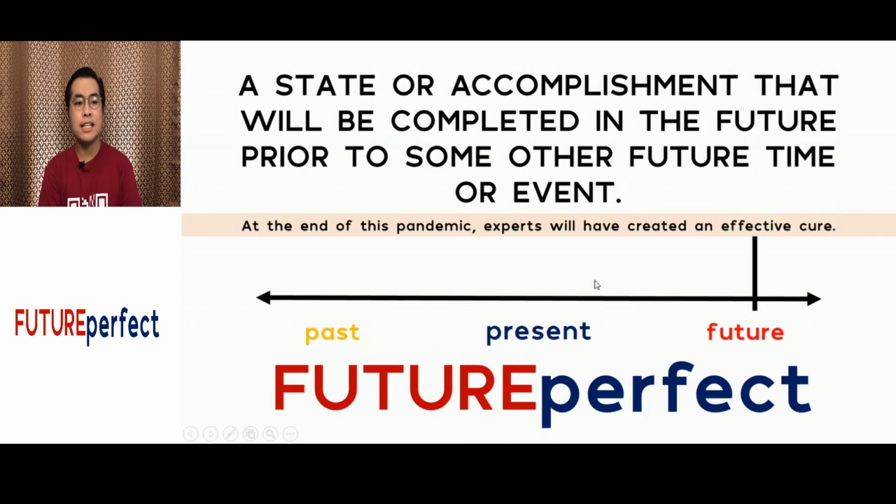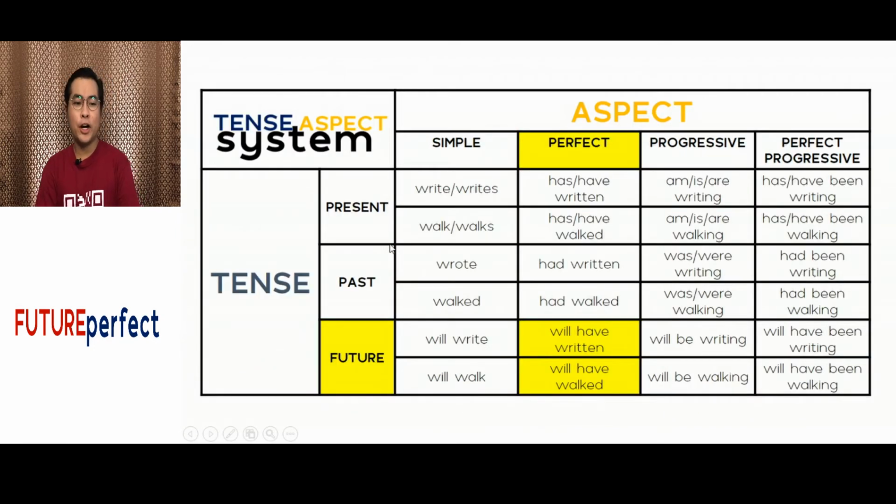And then we have a state or accomplishment that will be completed in the future prior to some other future time or event. In this example, we have, at the end of this pandemic, experts will have created an effective cure. Again, will have created is your future perfect, meaning this should happen first. And then "at the end of this pandemic" is the specific future time. So the creation of the effective cure should be done first before that. So that is your future perfect.